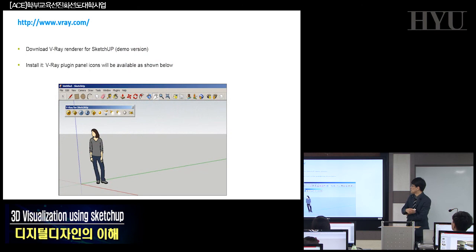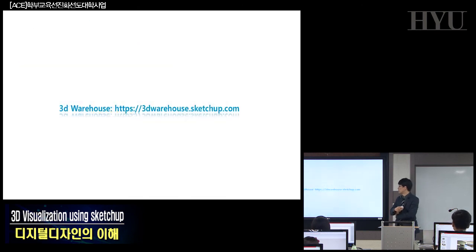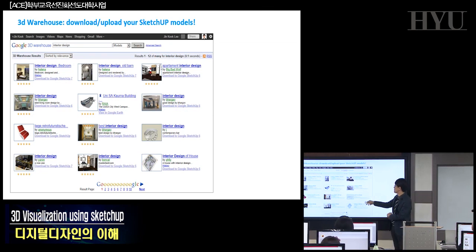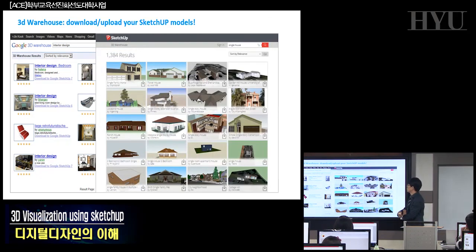Your SketchUp already has the V-Ray plugin installed. And the next thing I would like to introduce to you is 3D Warehouse. You can simply type 3D Warehouse in Google or connect to 3dwarehouse.sketchup.com. And then you can find predefined models. But this is kind of an old version, and recently, now you can find this kind of interface, website.